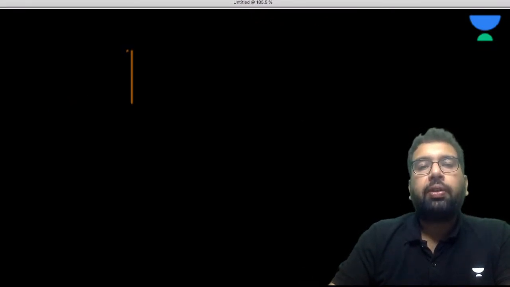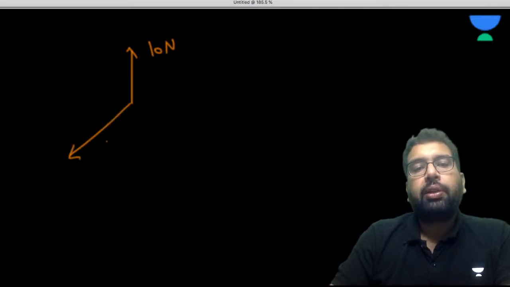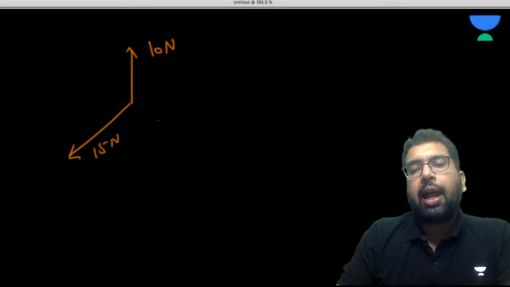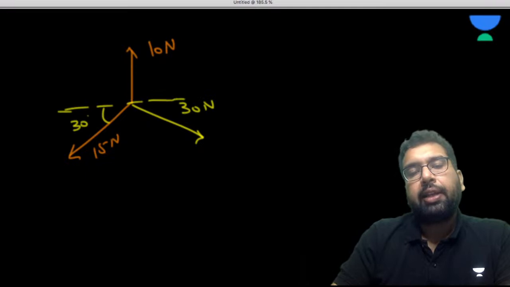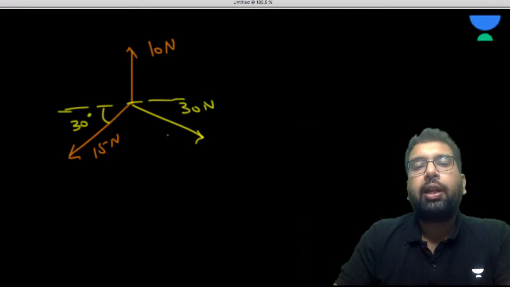For example, if there is a force here that is 10 Newton, a force here that is 10 Newton, a force there of, let's suppose, 15 Newton, and a force of, let's suppose, 30 Newton. I'm taking just some example. Let's suppose this angle is 30 degree. This angle is 30 degree. Now you have to relate, let's suppose this force is x. So you have to find this x.